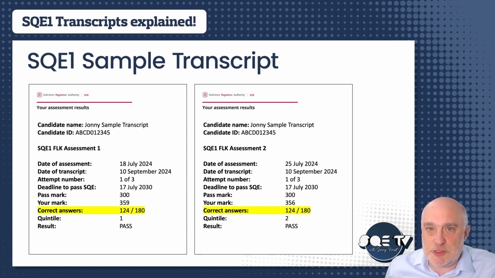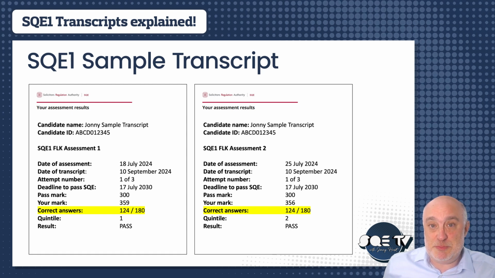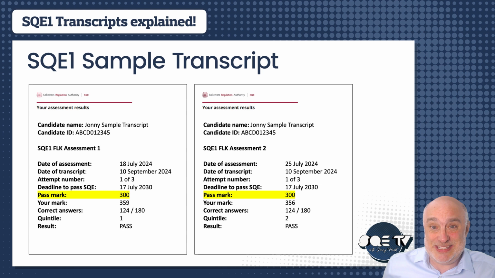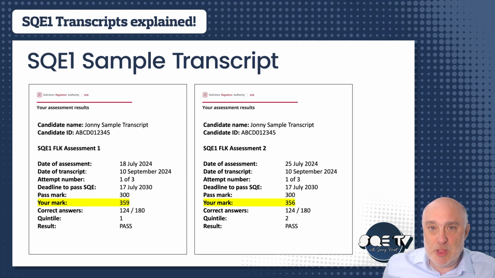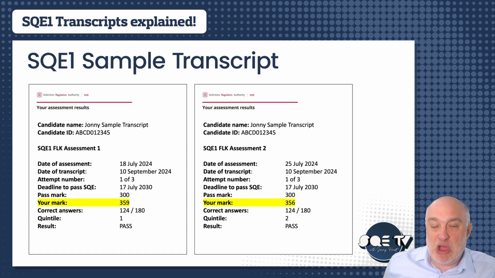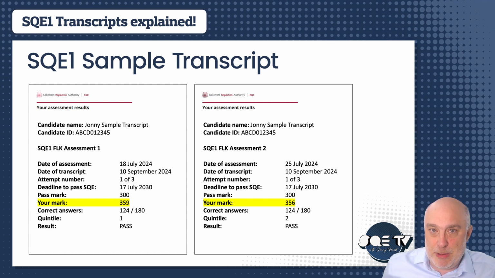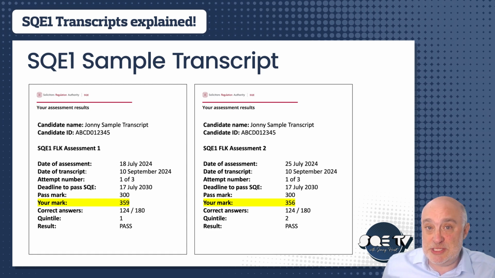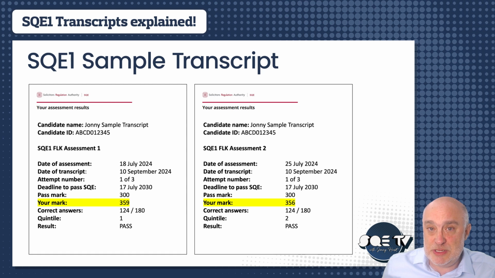So far, so good. So the next question you're probably asking is why, when there are 180 questions on each paper, is the pass mark 300? And when, in this case, the student gets the same number of questions right on each paper, they end up with a different mark. Well, the reason all lies behind the timetable for the SQE assessments and the fact that candidates sit different papers on different days of the week for SQE1, FLK1 and FLK2. And inevitably there will be some difference in the level of difficulty between the assessments.